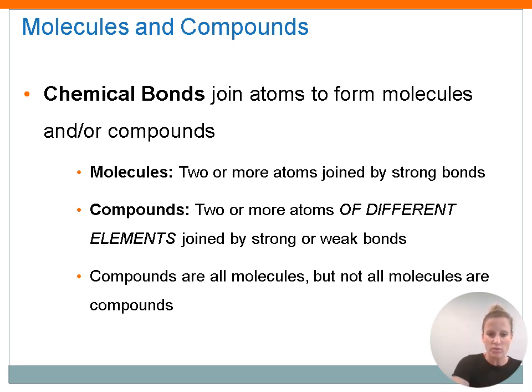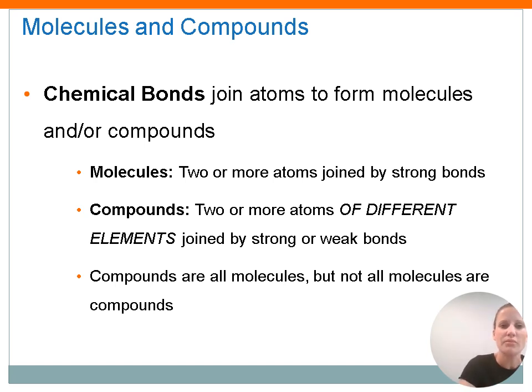With a compound, it's two or more atoms of different elements. So you have to have at least two different elements in order for it to be a compound. Based on this, compounds are all classified as molecules, but not all molecules are compounds, because a compound is a more complex definition.